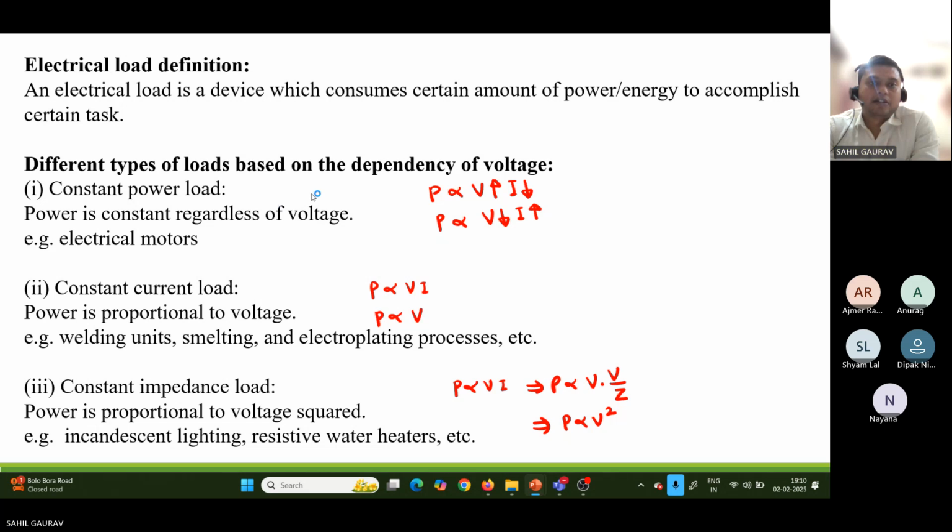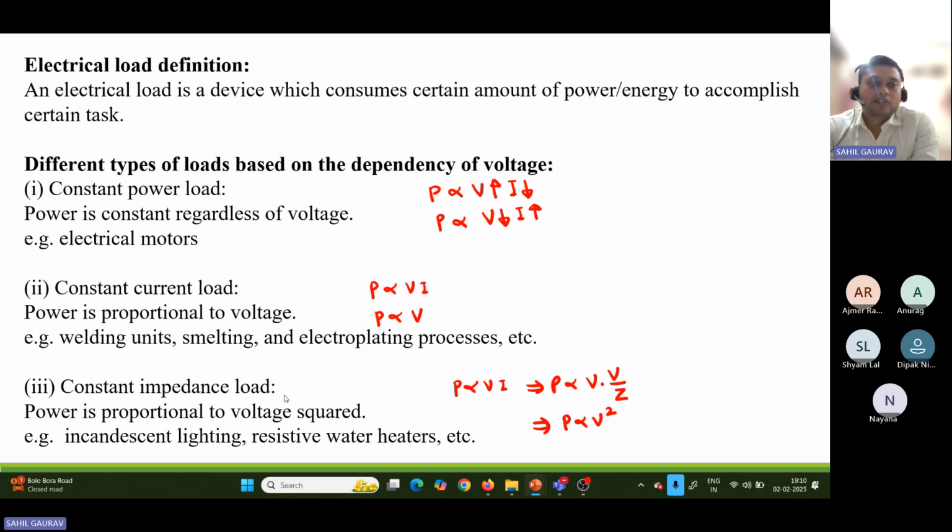Based on the dependency on voltage, we have three major types of loads. First one is the constant power load. So power is constant regardless of voltage. If we have higher voltage, then current reduces so that power becomes constant. If we have lower voltage, then current will be more to keep this constant power. The typical example is electrical motors. Now, the constant current load: in this, current is constant, so power is directly proportional to voltage. Examples are welding units, smelting, and electroplating processes.